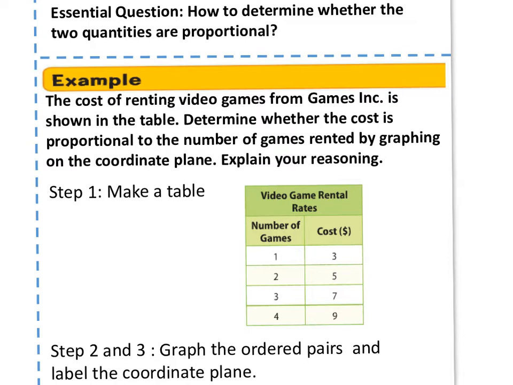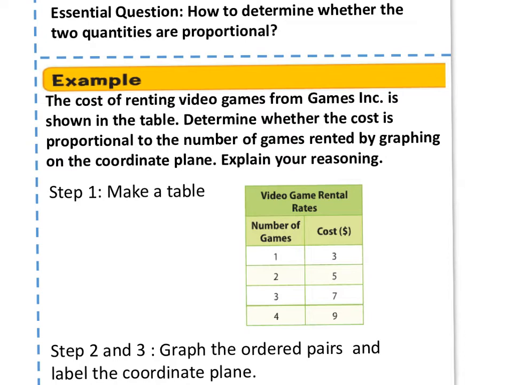So for example, the cost of renting a video game from Games Inc. is shown in the table. Determine whether the cost is proportional to the number of games rented by graphing on the coordinate plane. Explain your reasoning. So in our first step, we're going to make a data table.